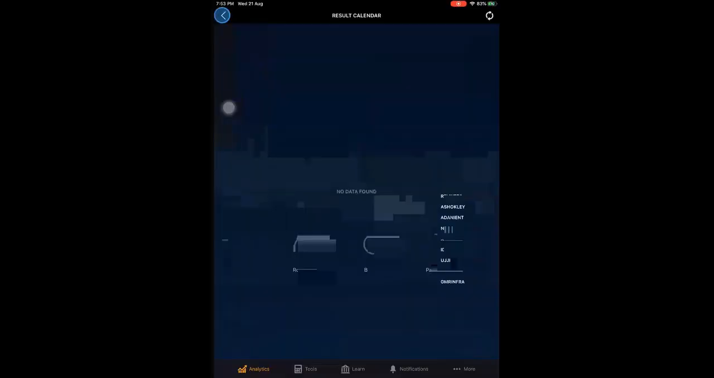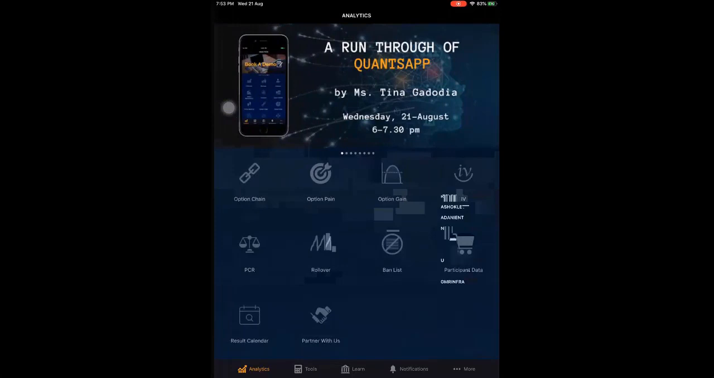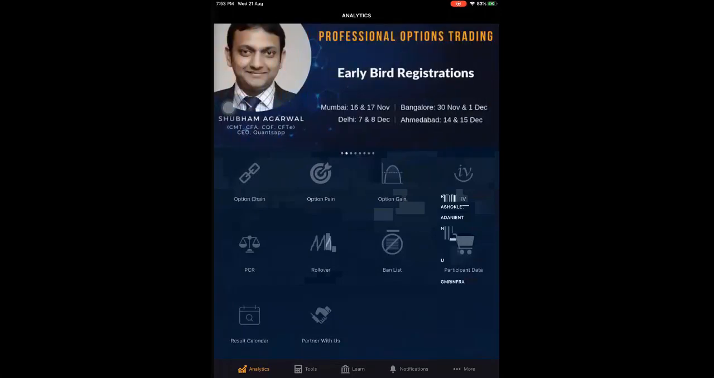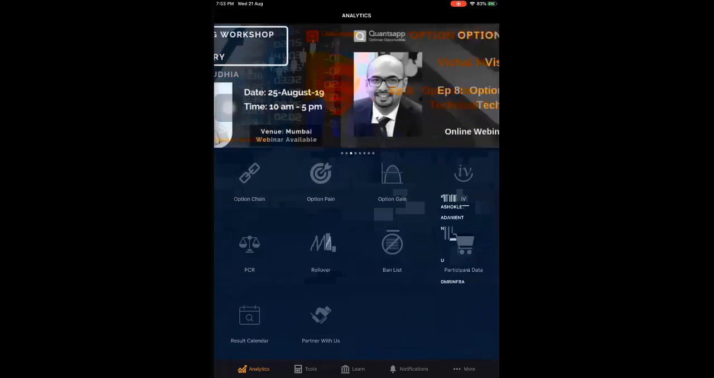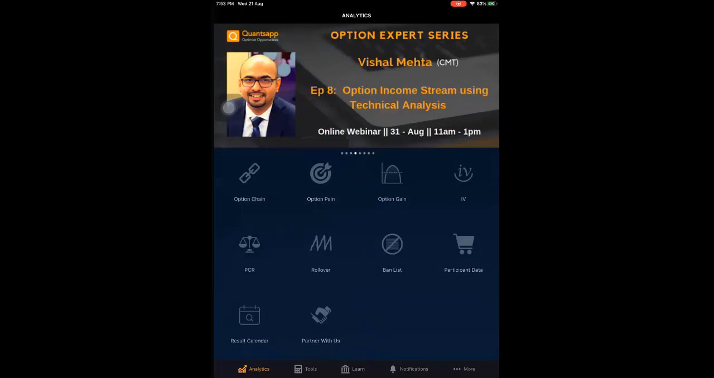Then the result calendar. Right now it is nil because we are done with the result season. Otherwise, it will tell you which results are expected throughout the season, which are the companies which have declared the results. The calendar of companies which have declared results will be there, and you can filter based on the date.